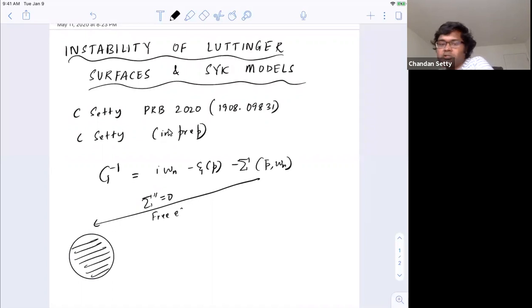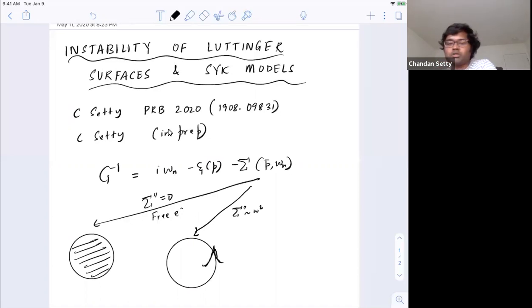Then you slowly turn up interactions, and then for weak enough interactions, you have a self energy in which the imaginary part of the self energy goes as omega squared. And when it goes as omega squared, you can show that basically the Fermi surface is still well defined. That is, it's still reasonably sharp with some finite width, but that width is quite narrow. It's proportional to omega squared. And then you can continue to crank up the interactions.